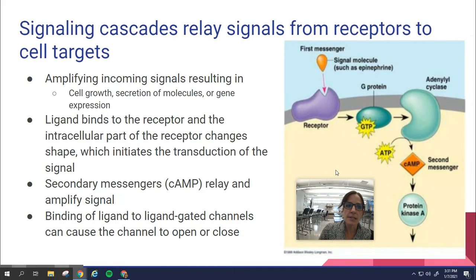So signaling cascades relay signals from receptors to cell targets. What they do is they amplify incoming signals, and that results in cell growth. It could result in secretion of molecules or gene expression. So if you look over here, I would pause the video and draw this because this is a really good example that you might see on your test.